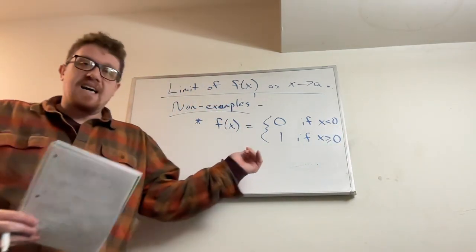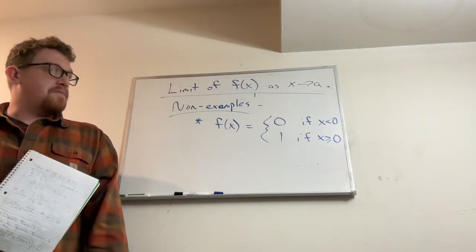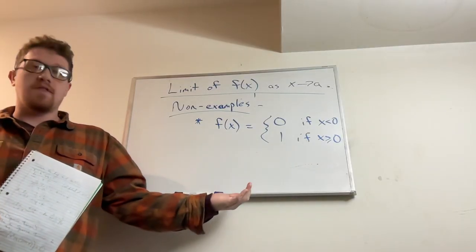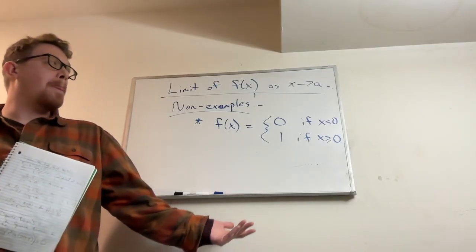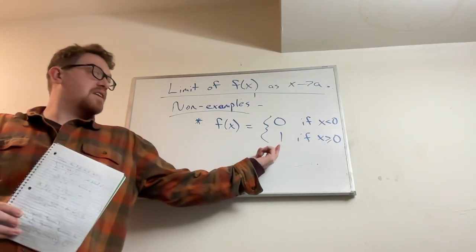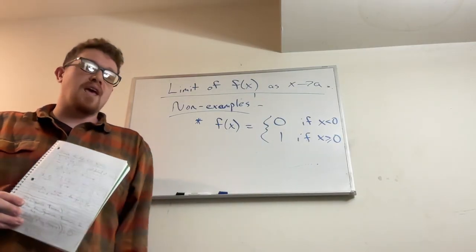This function is not continuous at 0 because the limit at 0 from the left of the function is 0, and the limit from the right of the function is 1, and therefore the limit doesn't even exist at 0. But if it did exist, it would have to be equal to 1. And we see the limit from the left is 0, so it can't be equal to 1.